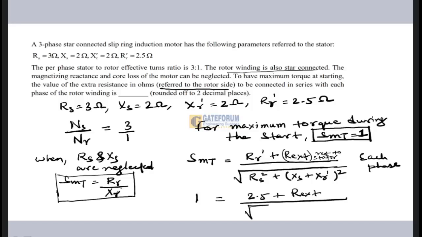This will be the square root of RS square, 3 square, plus (XS plus XR), which will be (2 plus 2) square, 4 square. So under the root, 3 square plus 4 square is 5, and this equals 2.5 plus R external referred to the stator, or I can directly write it as R external dash. So R external dash I get as 5 minus 2.5, that is 2.5 ohm.